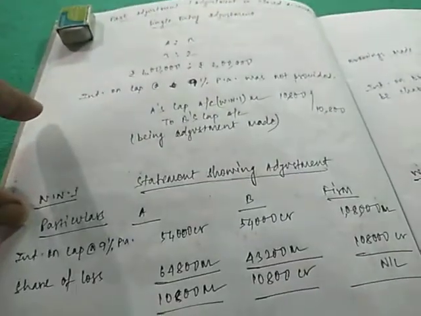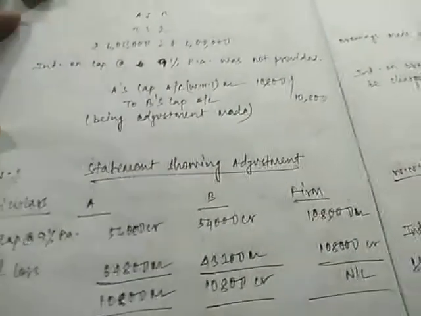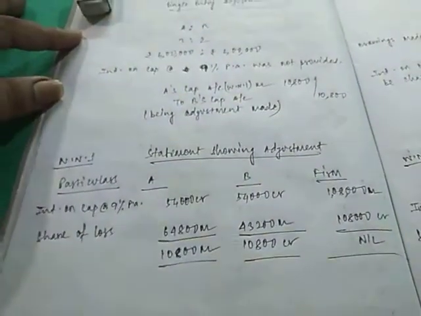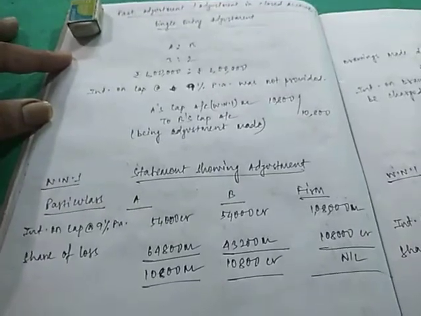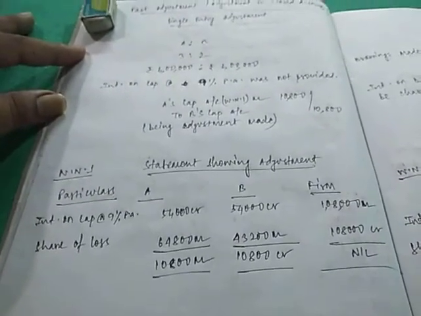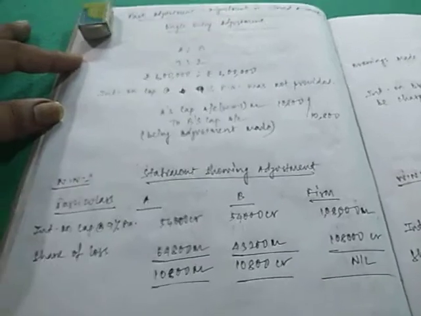Very simple to understand, I hope. So this is all about past adjustment. I have shown you an example. You can check it here. I hope you have understood it carefully. We'll see one more example, but in the next video.